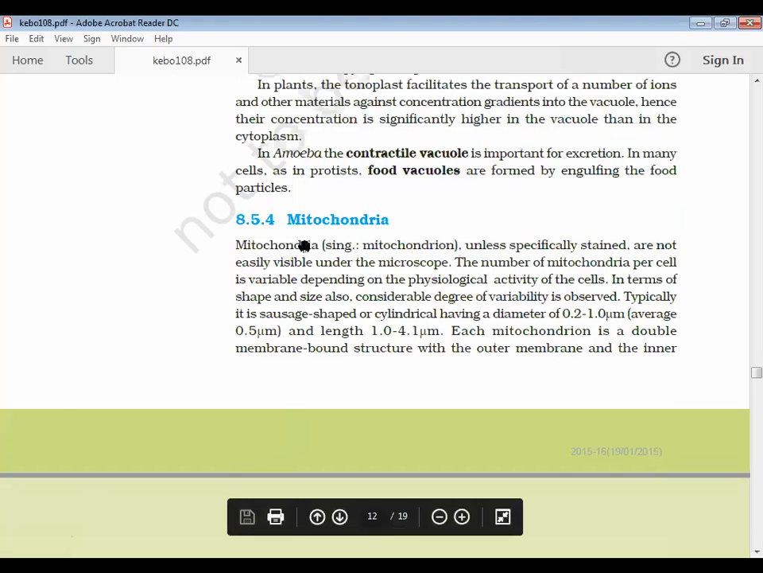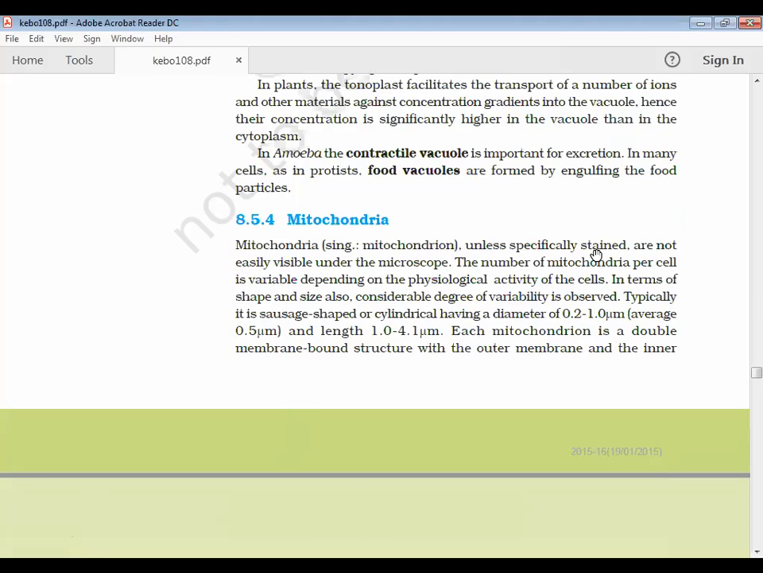Next, mitochondria. Mitochondria, singular mitochondrion, unless specifically stained, are not easily visible under the microscope. The number of mitochondria per cell is variable depending on the physiological activity of the cells. In terms of shape and size also, a considerable degree of variability is observed.